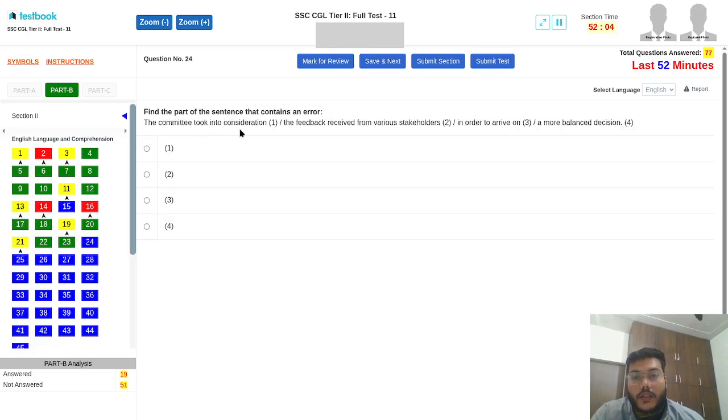The committee took into consideration the feedback received from various stakeholders in order to arrive at a more balanced decision. In order to arrive at a decision, they should arrive at a decision.